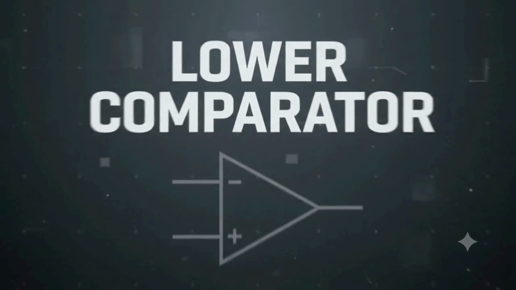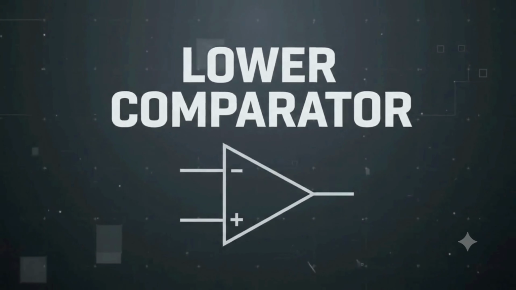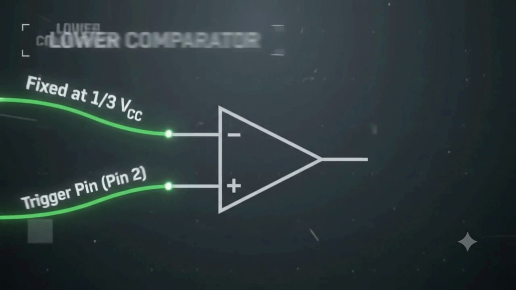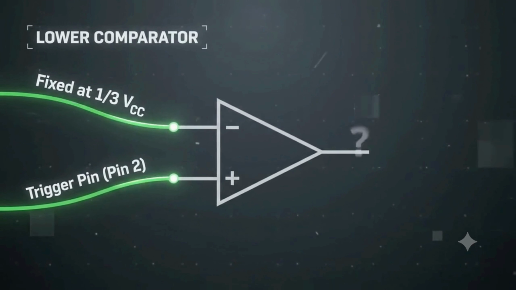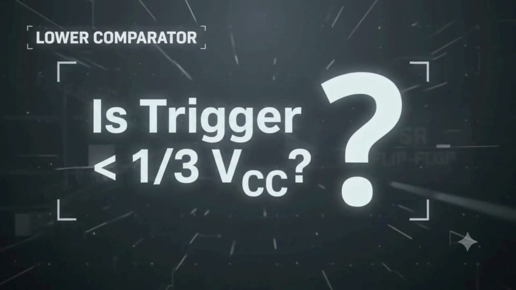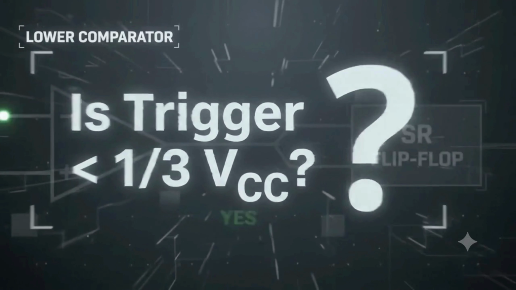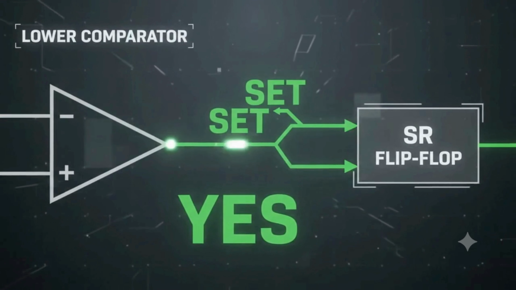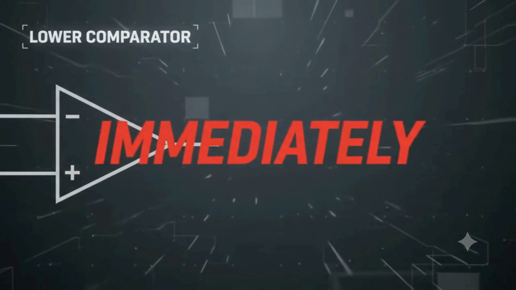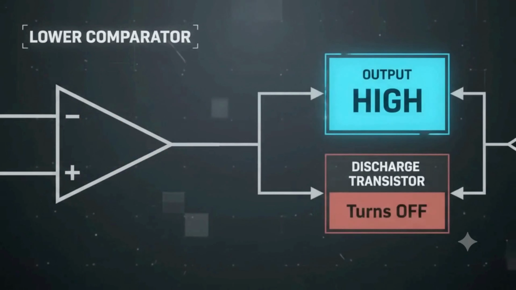Now let's move to the lower comparator. One input is fixed at 1/3 VCC. The other input comes from the second pin, that is the trigger pin. Its question is exactly opposite. Has the trigger voltage gone below 1/3 VCC? If yes, it sends a set signal to the flip-flop. Immediately, the output becomes high and the discharge transistor turns off. So, remember, trigger below 1/3 VCC means output high.